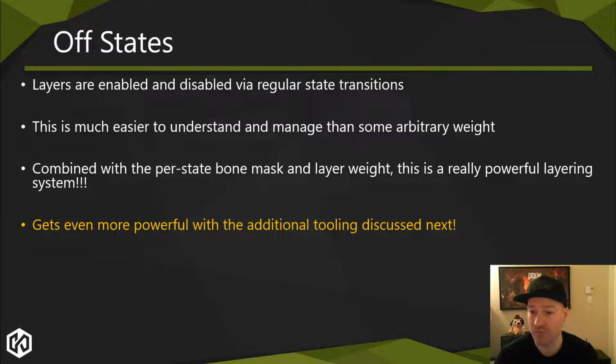This is a lot easier for animators to understand, or just actually not animators, for anybody to understand, because it's like, hey, I want to just turn on this layer. So is that layer an off state or is it in a specific state? It's super easy to debug. It's super easy to reason about. In the past, you would be managing layer weights at a different level or feeding it in from the outside. It was really horrific. And as I said, once you combine this with the per state bone mask and the layer weights, it becomes extremely powerful.